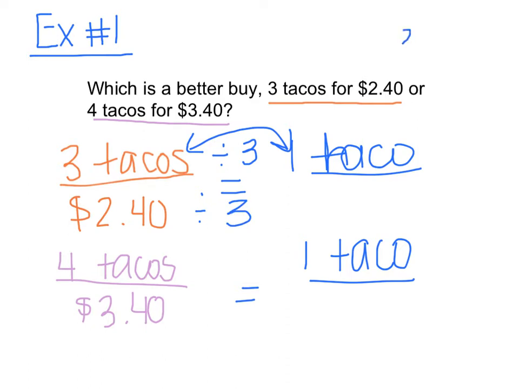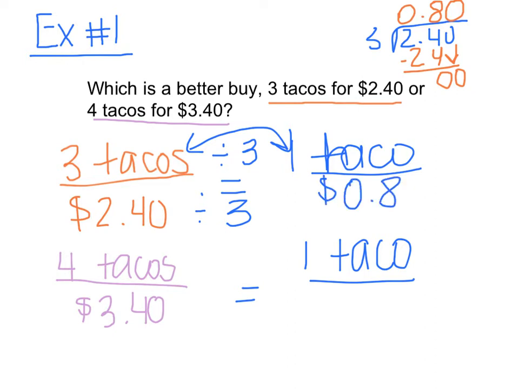So we have $2.40 divided by 3. Bring the decimal straight up. 3 can't go into 2, so we put a 0. 3 goes into 24 8 times. Bring the 0 down. And 3 can't go into 0, so we put a 0. So it costs 80 cents for 1 taco for our first option.